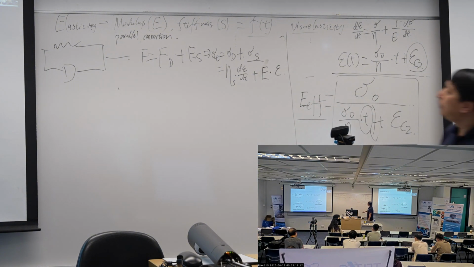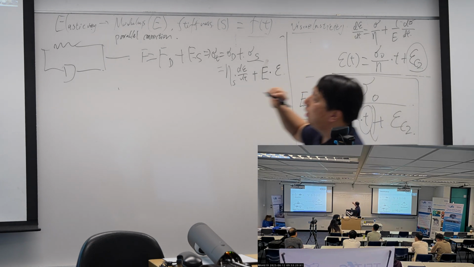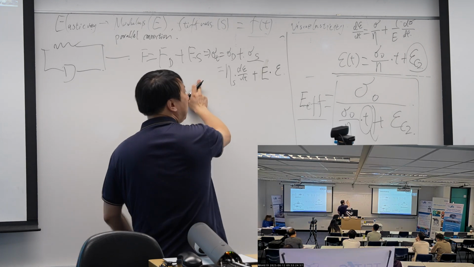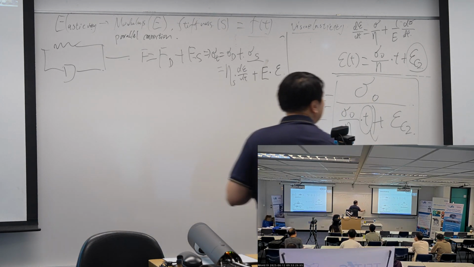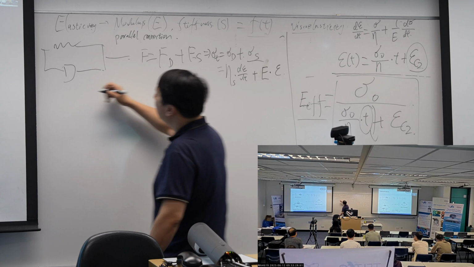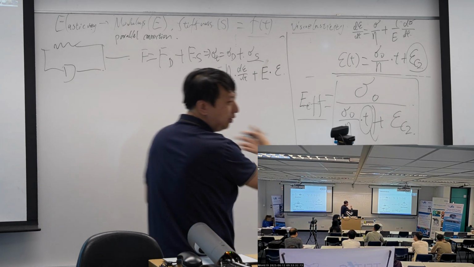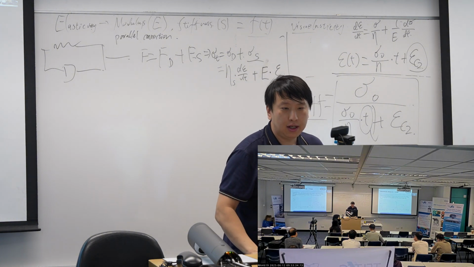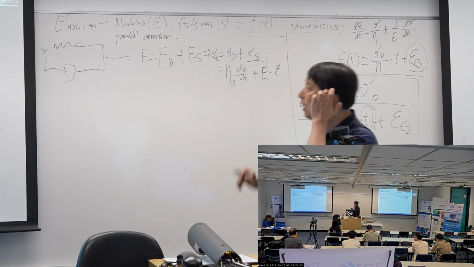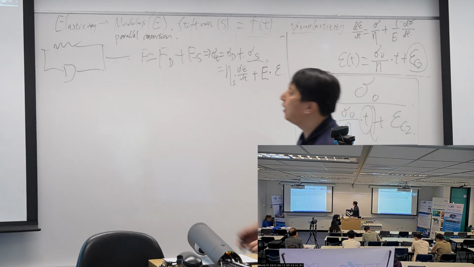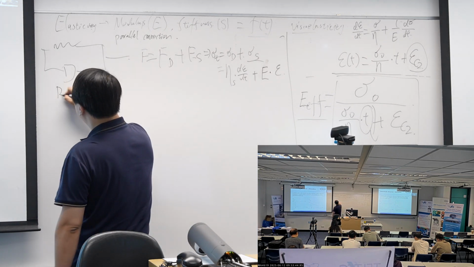Okay, and then the idea is we need to do a similar thing as with the Maxwell model. So maybe we can do another kind of experiment. And the experiment Kelvin designed is the so-called relaxation.